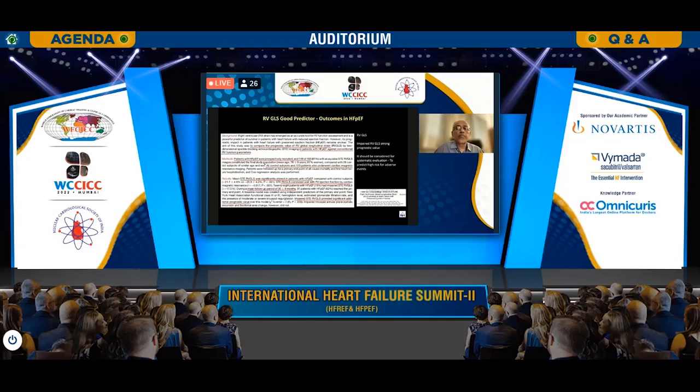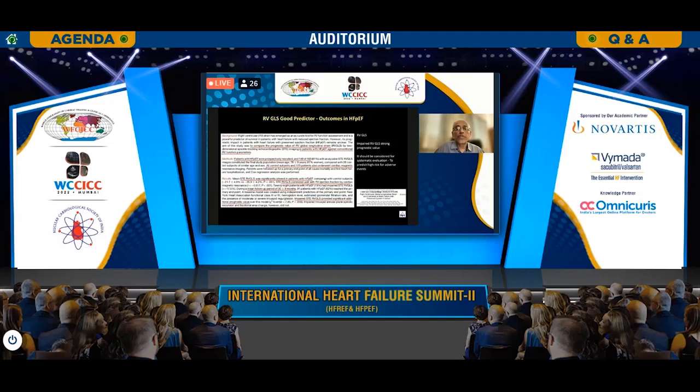Then RV-GLS. So RV-GLS also has been shown to be good. So this is a study with close to 150 patients. So again, it shows impaired RV-GLS has very strong prognostic value, and it should be considered for systematic evaluation to predict high risk for adverse events. So RV-GLS also should be integrated into clinical routine. Again, more data would be welcome to get a better value.